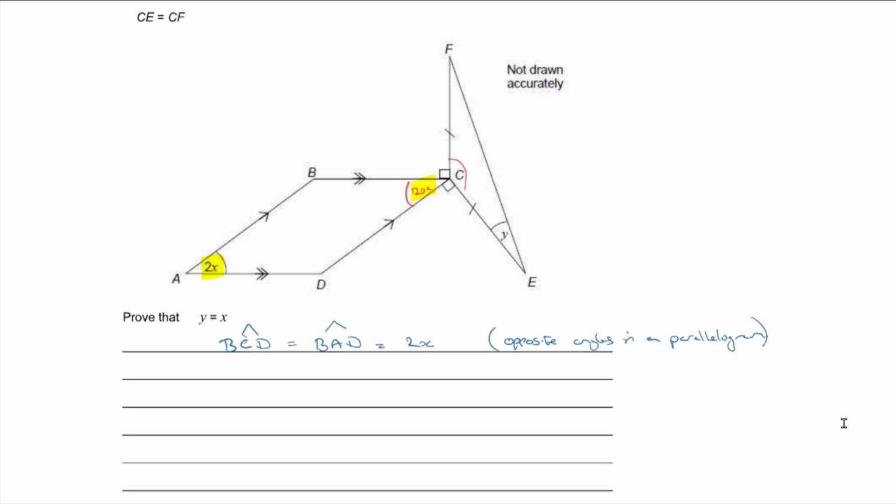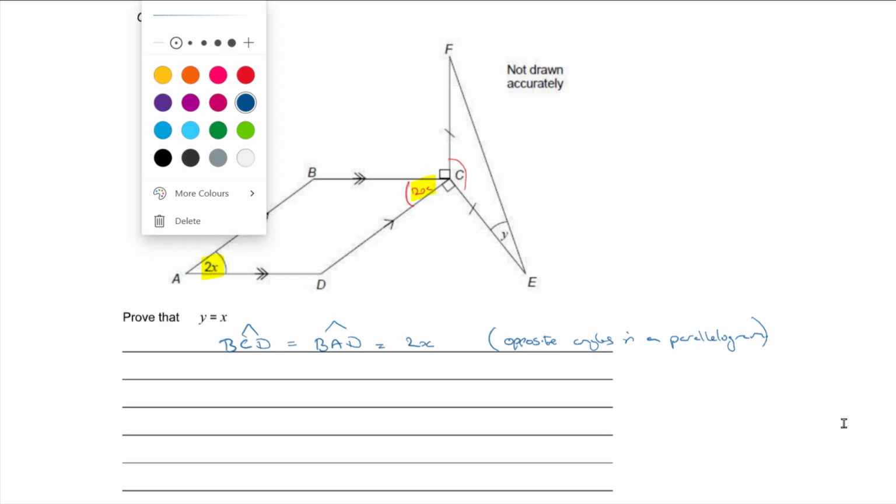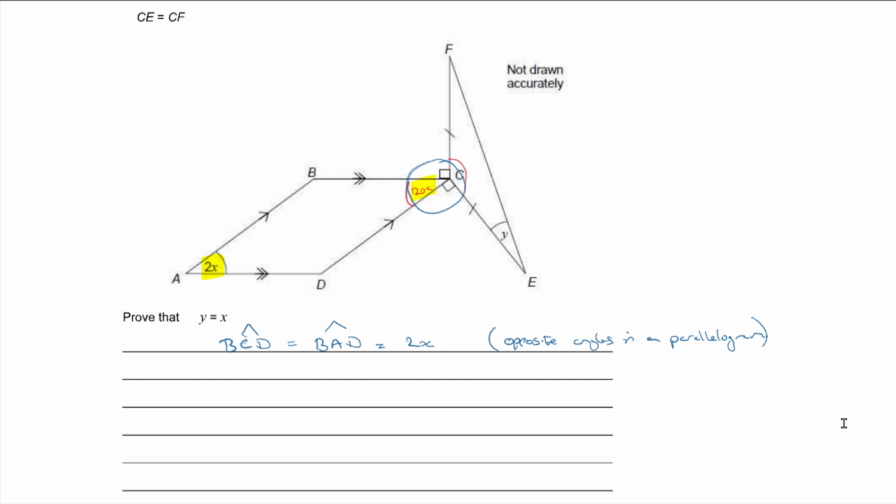Okay, that's my first conclusion, and now I've got angles at a point that I can use here, aren't I, to find the angle at C. So I can say that 2x plus the 290 degrees plus my angle FCE equals 360, and that's because angles at a point sum to 360.